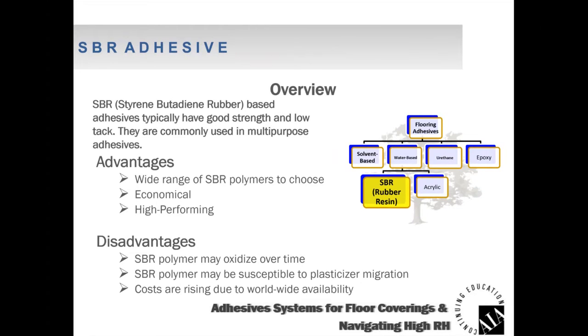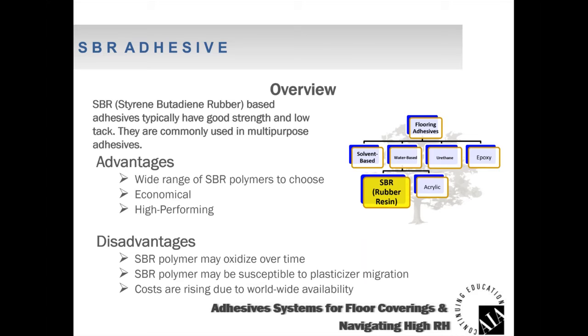Some of the technologies that we mentioned: one, SBR. These are styrene butadiene rubber adhesives. These are waterborne, as mentioned. Some of the advantages: you've got a wide range of SBR polymers. Your typical clear thin spread adhesive for VCT is an SBR latex, waterborne adhesive. Lots to choose from. They're pretty economical and high performing.